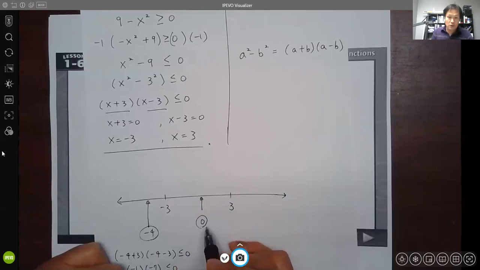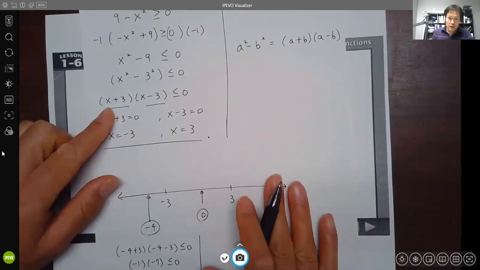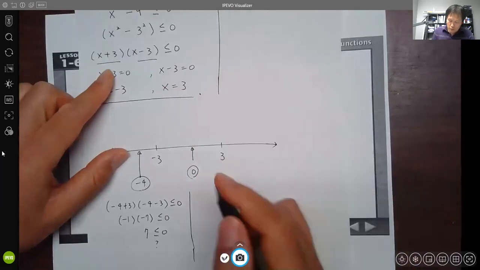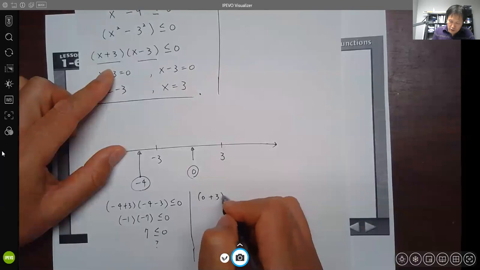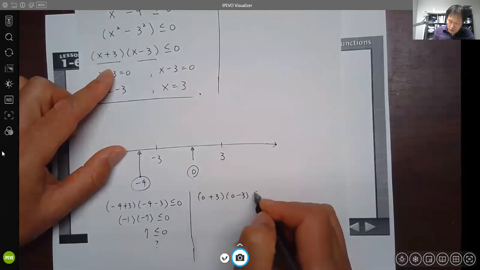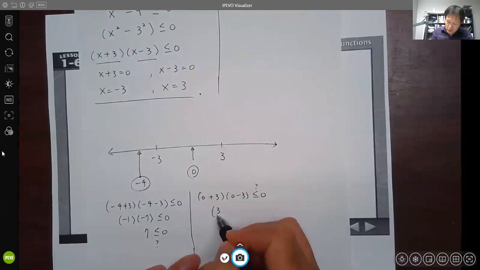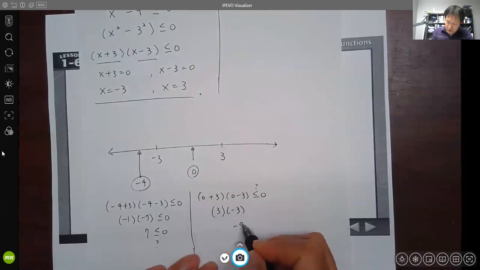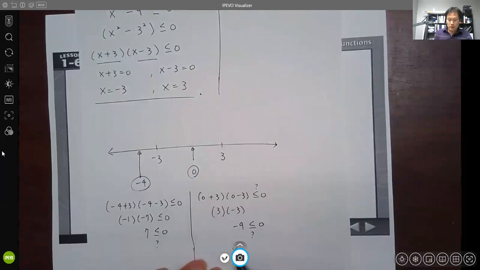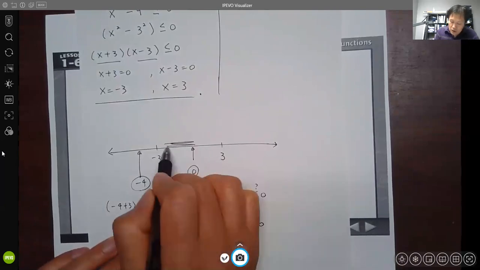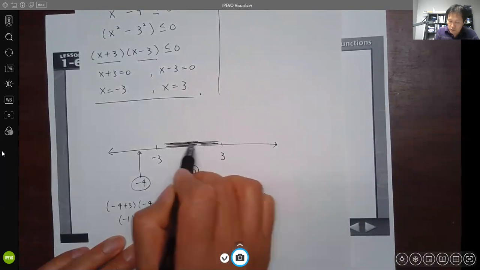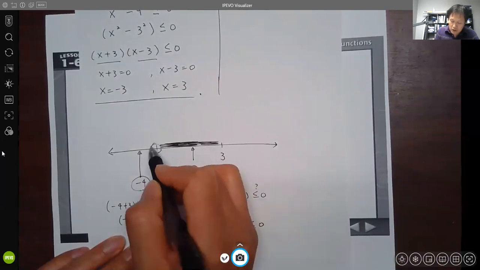You pick another sample point here. Let's say 0, which is between -3 and 3. Plug in 0: 0 plus 3 times 0 minus 3. You're questioning, is that less than or equal to 0? That's 3 times -3, which is -9, less than or equal to 0. Yes. What does that mean? We are taking this interval right here between -3 and 3.